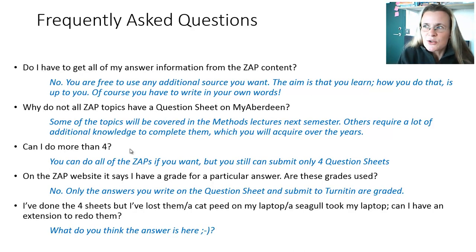So, frequently asked questions. I just preempted them because I have a feeling they're going to come up. Do I have to get all of my answer information from the ZAP content? No, you have to use it as a starting point. You have to go through it, because that's what the question is based on. But the aim is for you to learn. If you want to learn about this topic by using other sources as well, you want to read articles, you want to read textbooks, you watch TED Talks, it doesn't matter as long as you learn.